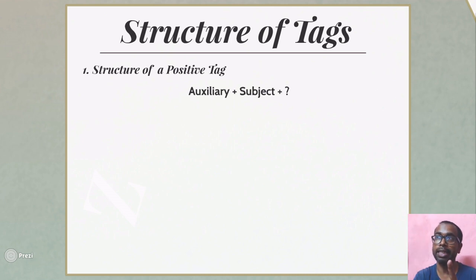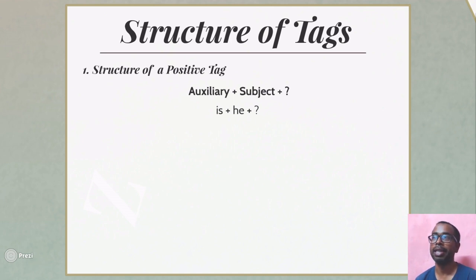I am telling you here the structure of a positive tag, and the structure of a positive tag is auxiliary, that means auxiliary verb plus subject plus a question mark. That means the auxiliary verb should be followed by the subject and it should be followed by a question mark, definitely, to make it a question or an interrogative statement. So let's see what the examples are.